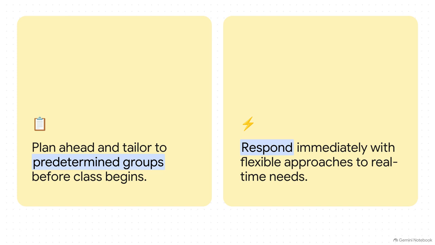Adaptive teaching, though, that's all about responding in the moment. It's about live, flexible approaches. Differentiation is what happens mostly at your desk in the planning phase. Adaptive teaching happens live on the floor. Both are super important, but they work totally different instructional muscles.